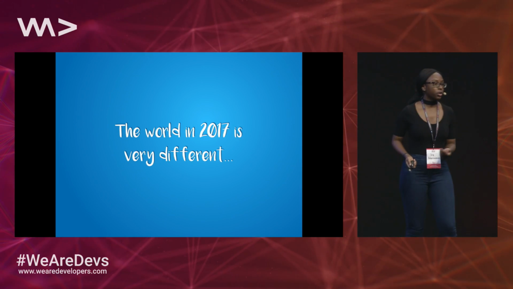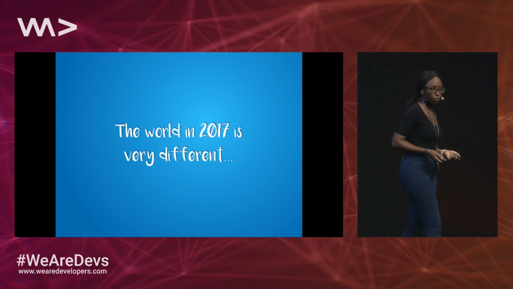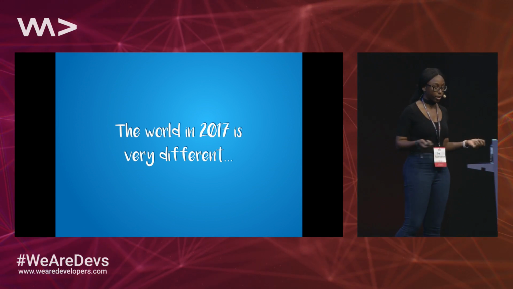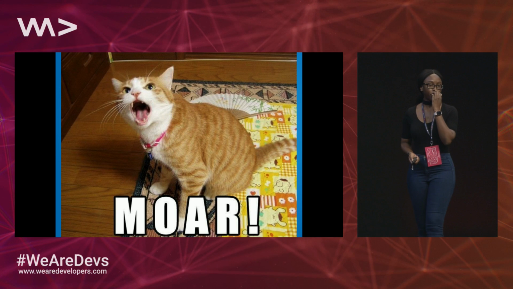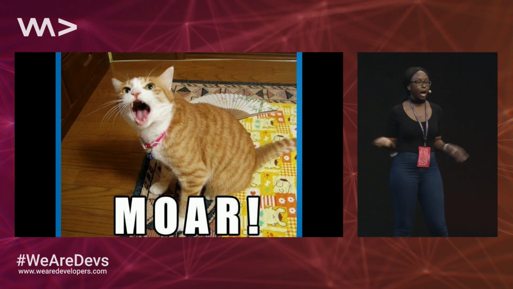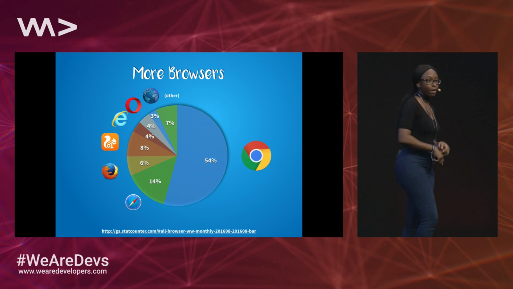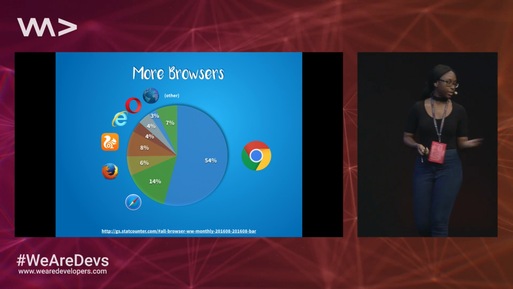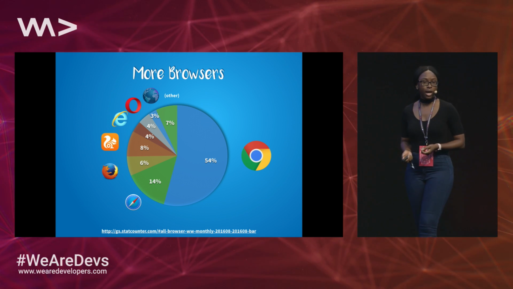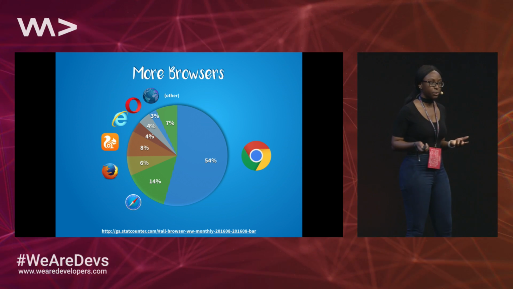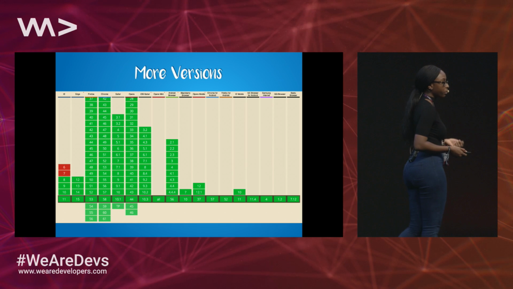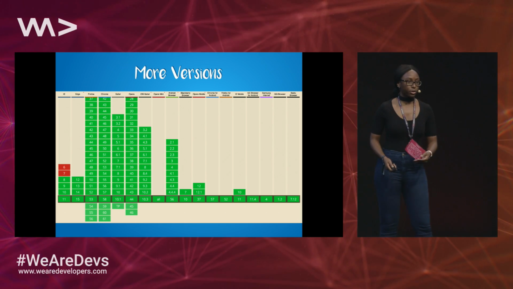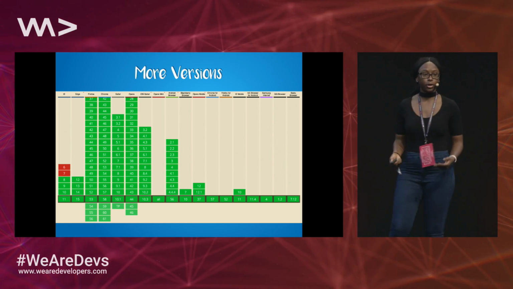And obviously, the world in 2017 is completely different to when the concept was first created. And we have more of everything across the board. So we have so many more browsers. Even if you look at Chrome, for example, that has like 54% of the market share, that's not even close to what Internet Explorer had at the time. And on top of that, each browser has gone through so many different versions.